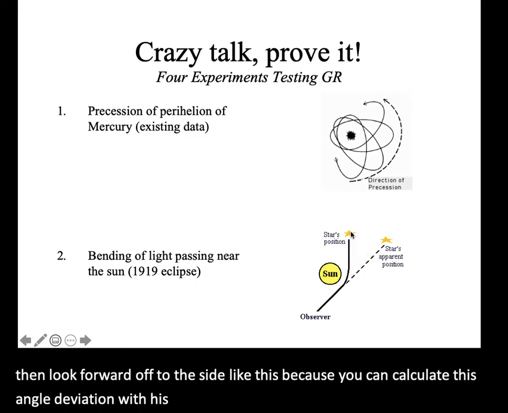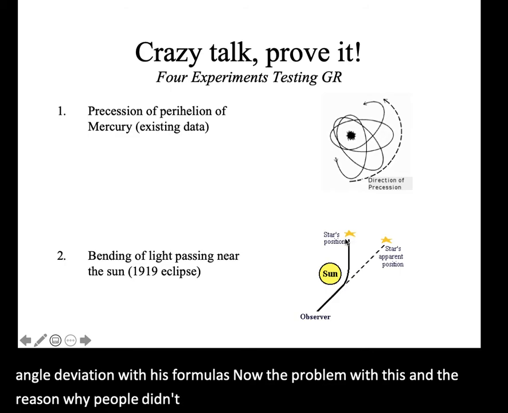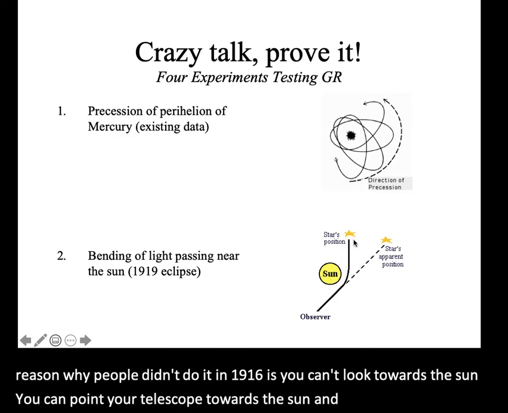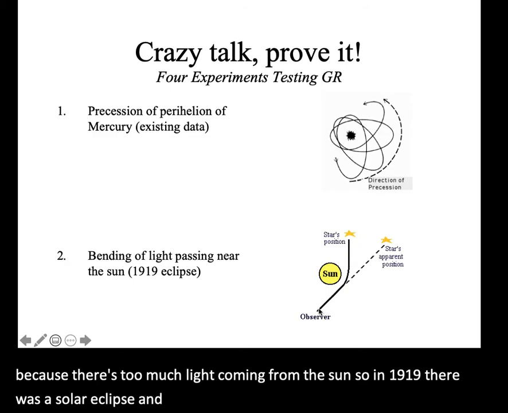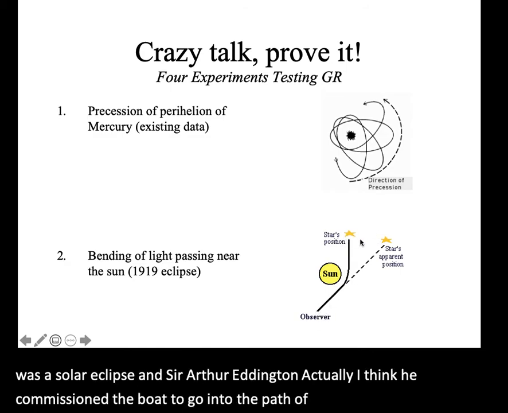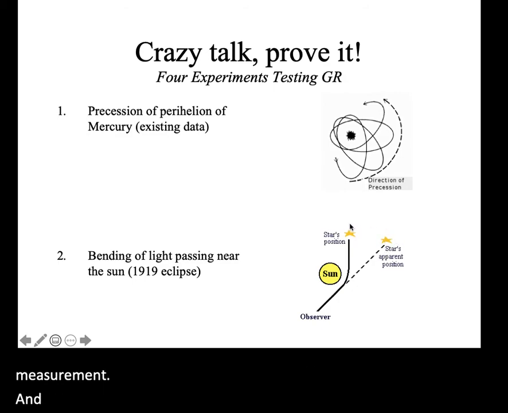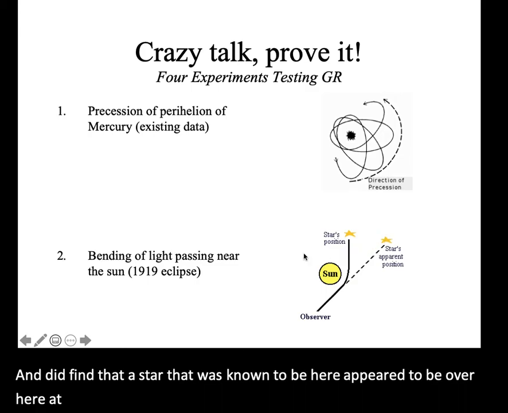Now, the problem with this, and the reason why people didn't do it in 1916, is you can't point your telescope towards the sun and see a star behind it because there's too much light coming from the sun. So in 1919, there was a solar eclipse, and Sir Arthur Eddington actually, I think he commissioned a boat to go into the path of totality and took this measurement and did find that a star that was known to be here appeared to be over here at exactly the location as predicted by general relativity.